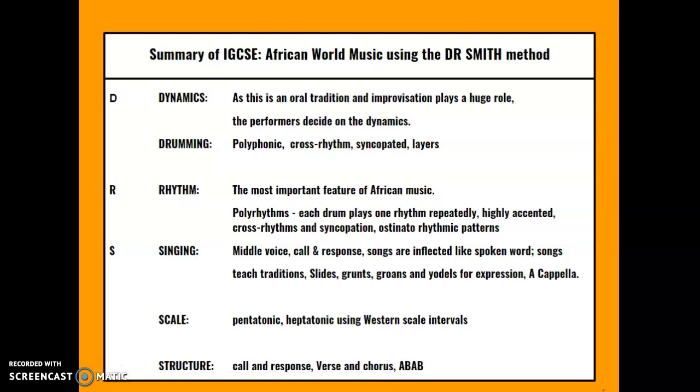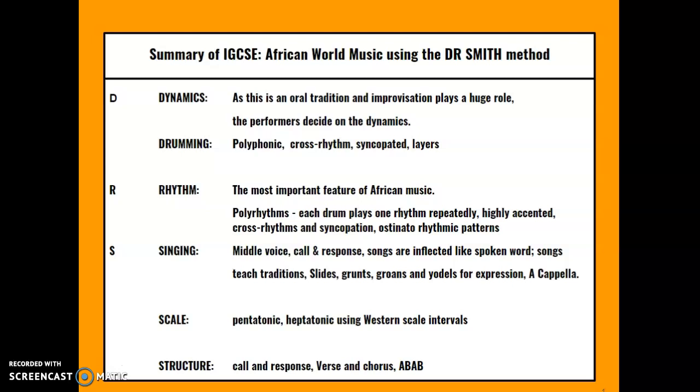dynamics. Now with world music, the dynamics, that's the performers decide on the dynamics. Now if I think of African music, I think of the drumming aspect. Now the drumming makes that polyphonic. I have cross rhythms, they play syncopated and they play in layers because I have different djembe drums playing. The rhythm is the most important feature of African music. And I use polyrhythms there.